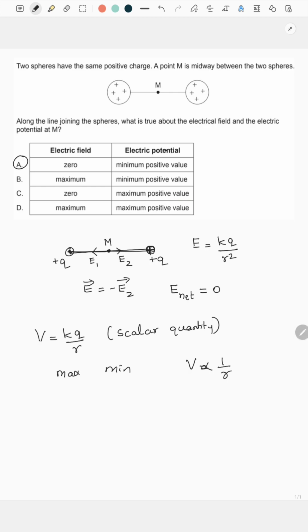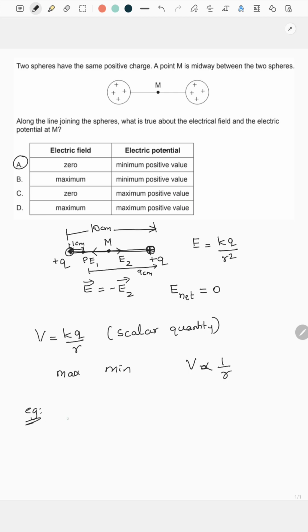Or I can also take an example and check. Let me take the total distance as 10 centimeter. Let me consider a point P. Let's say this point P is 1 centimeter from here, and this distance is then 9 centimeter.